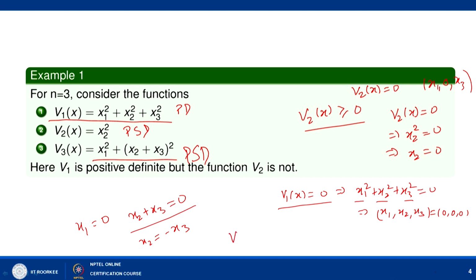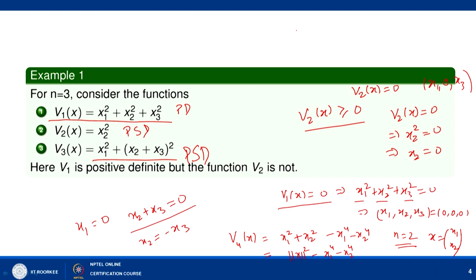Similarly, we can define one more function, say v4(x) as x1 square plus x2 square minus x1 to the power 4 minus x2 to the power 4. Here let us take n equal to 2, so it means that we have only x1 and x2. Now, if we look at this v4(x), it is quite difficult to find out whether it is taking all positive values or negative values. Here I can write x1 square plus x2 square as norm of x whole square, minus x1 to the power 4 minus x2 to the power 4.